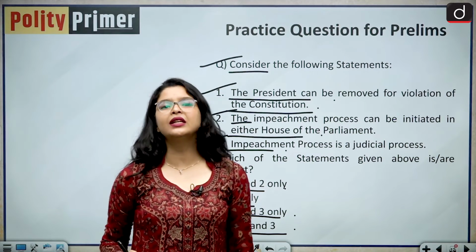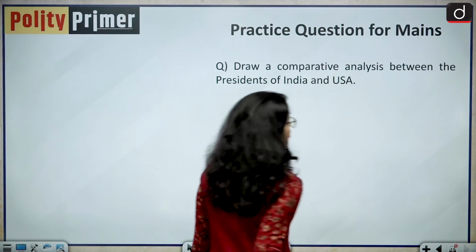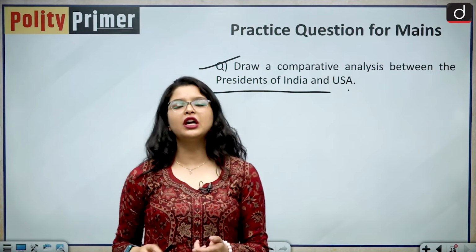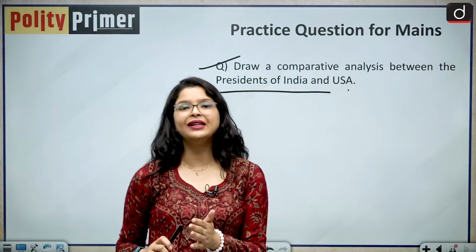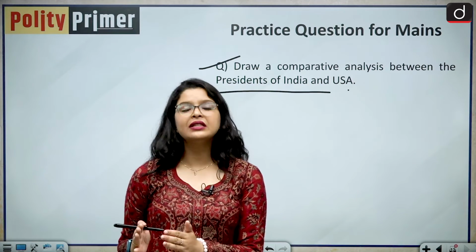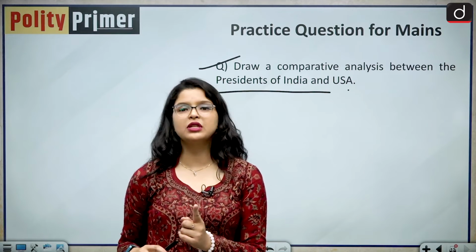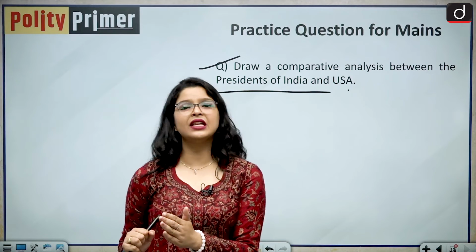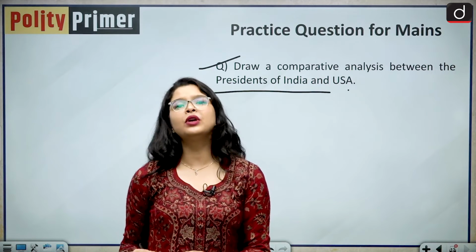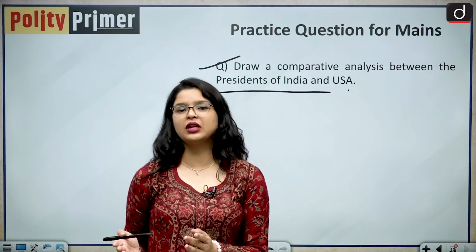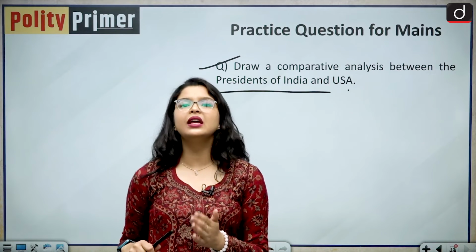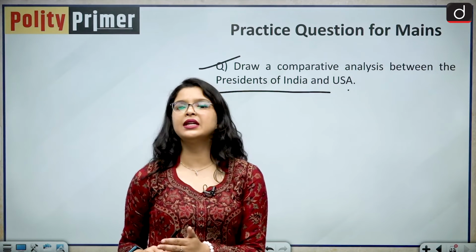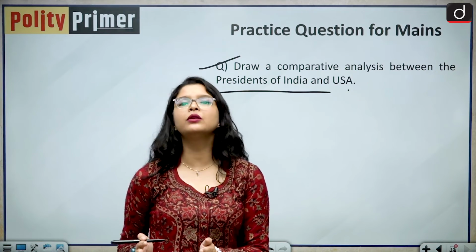Now let us analyze a practice question for your mains examination. The question is, draw a comparative analysis between the presidents of India and the USA. In the introduction, you can write, as I have introduced my topic today, that though the systems of governance in both these democracies are different, one post is common, and that is the post of president. And then you will write the various points of distinction as I have discussed today. And then you can conclude holistically: yes, they are different in nature. On one hand, the US president is the real executive, while the Indian president is a de jure executive. He is just the head of the state and not the head of the government.